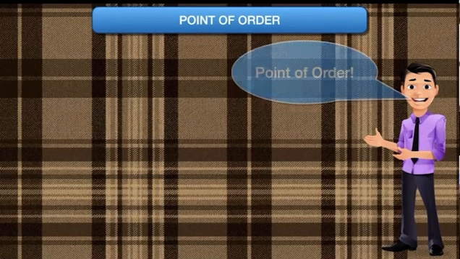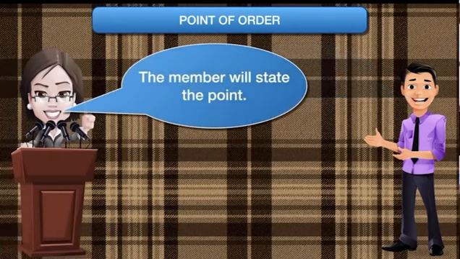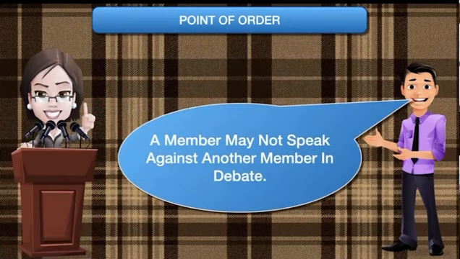So a member says point of order. And whenever I write this, I always put an exclamation mark behind it because you're not asking for a point of order like some people say. You are demanding it, this is your right: point of order. And so then the chair says, the member will state the point. And then the member says, a member may not speak against another member in debate. So if you saw someone speaking against someone else in debate, you can call a point of order on that.